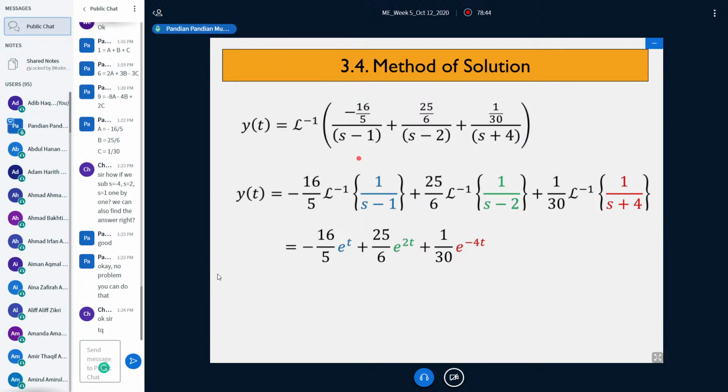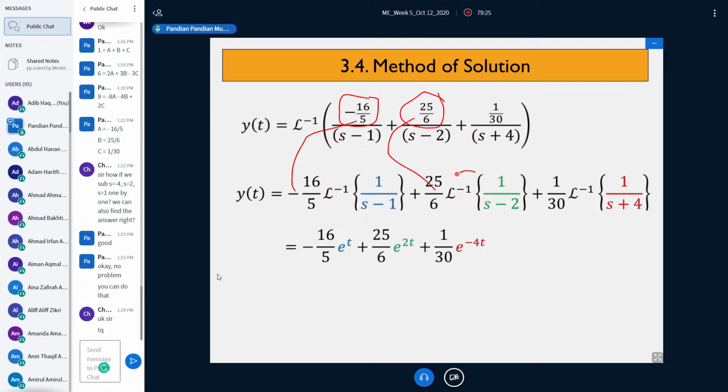Now, you take inverse Laplace. So, inverse Laplace of minus 16 over 5, this one is a constant, class. So you take it out. Don't let the constant disturb this inverse Laplace. Inverse Laplace of 1 over S minus 1. Don't worry, all the numbers you put outside. Plus 25 over 6, you take out, put it here, and inverse Laplace of 1 over S minus 2.